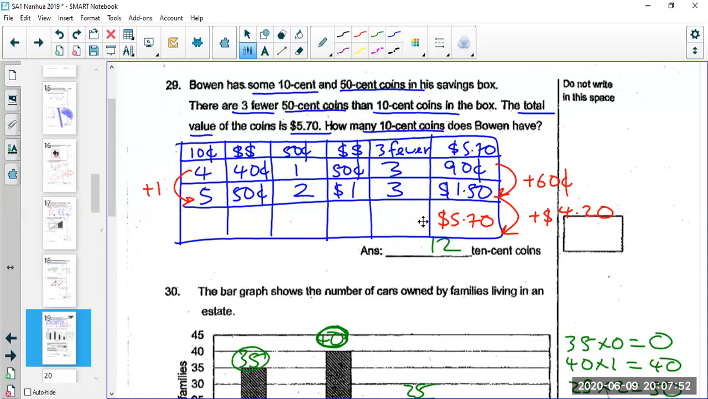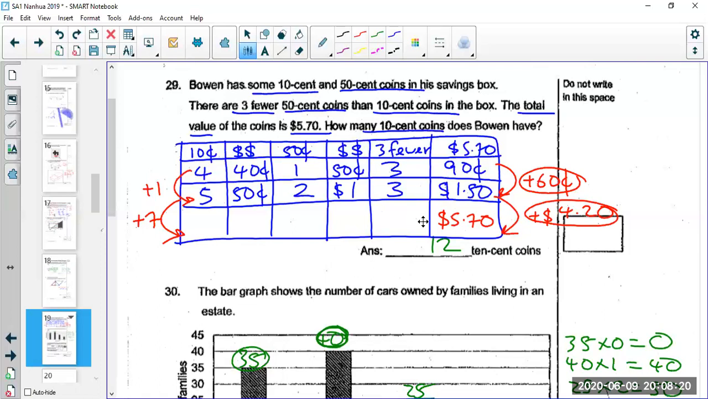So how many more 10-cent coins must you increase? If you increase by one 10-cent coin, you get 60 cents more. So if you have $4.20, then how many more 10-cent coins? You divide by 60. Do you follow? You take $4.20 and divide by 60, you have to increase by 7 more, right? 7 10-cent coins. Okay? So how many 10-cent coins are there?